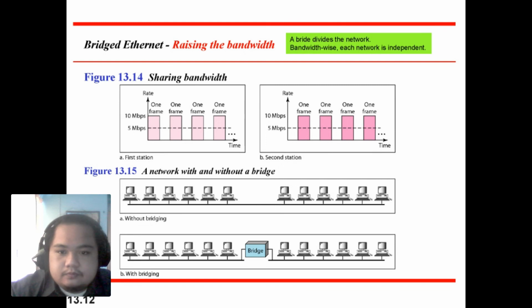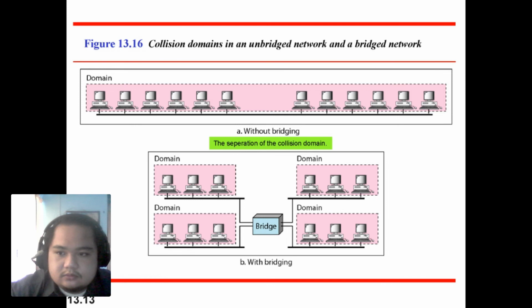10 megabit per second, one frame. A network without a bridge in another picture. You can see without bridge and with bridge, collision domains in an unbridged network and a bridged network. In a domain without bridging, there is a separation of collision domains. You can see the difference between without bridge and with bridging.